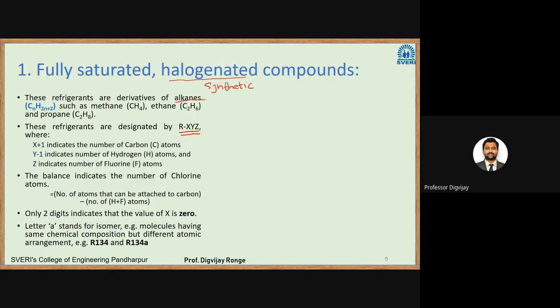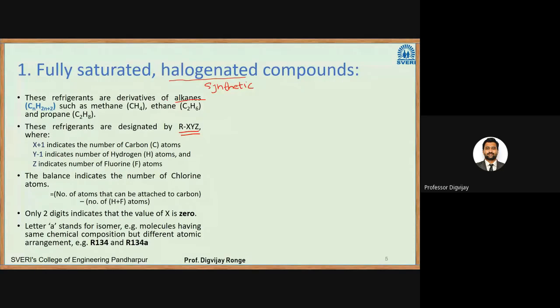So this is the general formula in which X plus 1 indicates the number of carbon atoms. Okay, so if they have given X as 1, 1 plus 1, that means 2 will be carbon atoms. Y minus 1 indicates the number of hydrogen atoms. Suppose Y is again 2, so 2 minus 1, that is 1 will be hydrogen atoms. Z indicates number of fluorine atoms. So suppose Z is 2, in that case 2 will be the number of fluorine atoms.